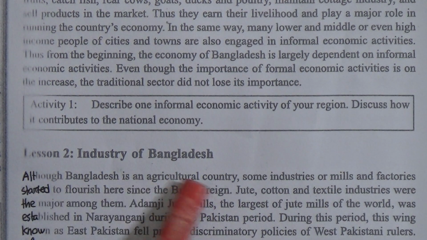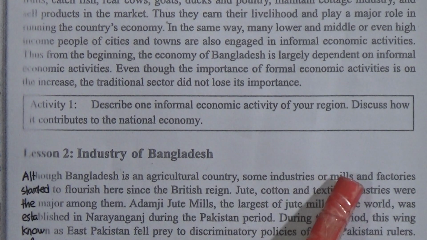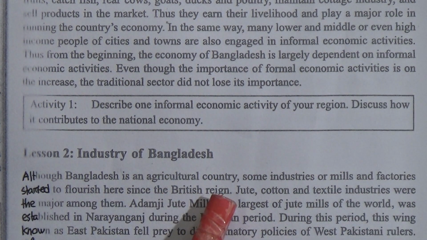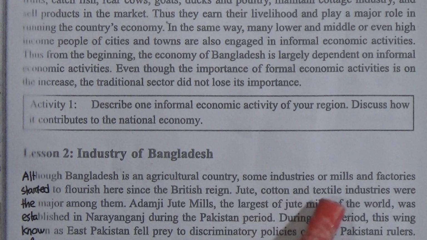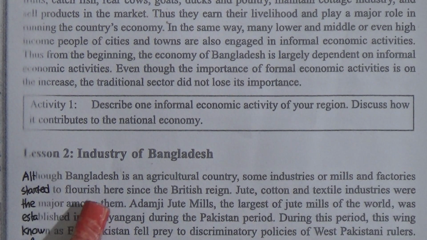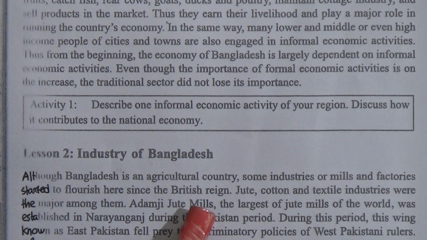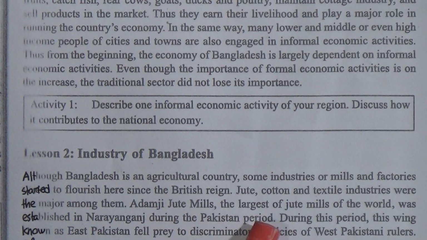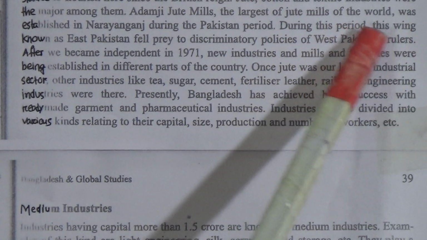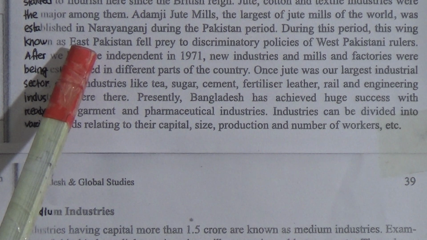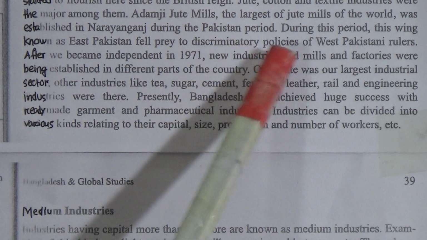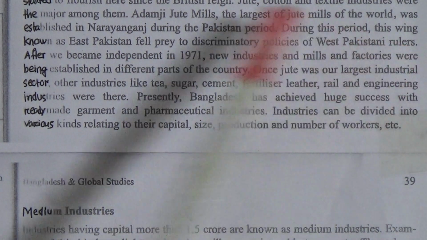Although Bangladesh is an agricultural country, some industries or mills and factories started to flourish here since the British reign. Jute, cotton and textile industries were the major among them. Adamji Jute Mills, the largest of jute mills of the world, was established in Narayanganj during the Pakistan period. During this period, this wing known as East Pakistan fell prey to discriminatory policies of West Pakistani rulers.